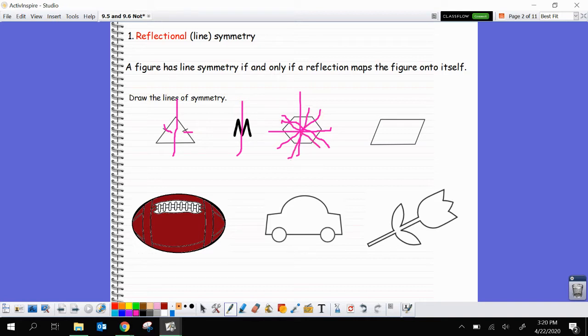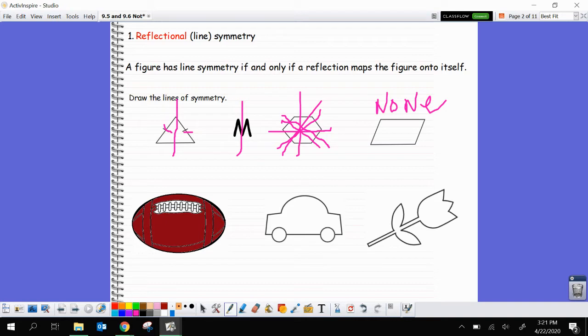So again, this is really bad because I'm doing this on my laptop, but you get the idea. If you look at this parallelogram, there is not going to be line symmetry here. There's nowhere where I could draw a line, and if you were to fold it over, it would look exactly like it does now. There's none. And so here, if it's just asking if it has line symmetry, the answer is no. There's no lines of symmetry.